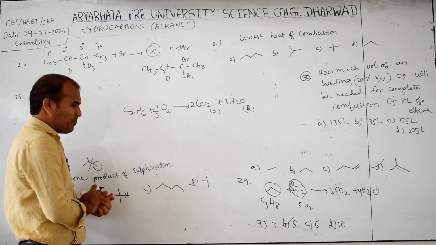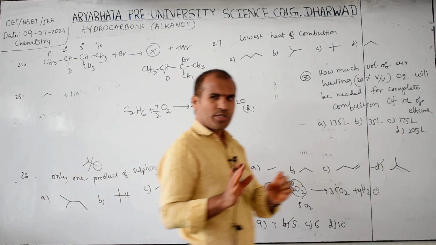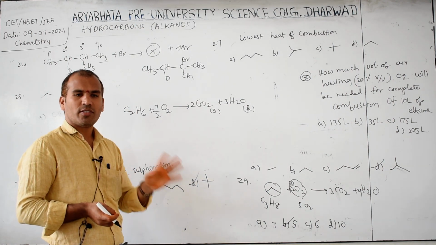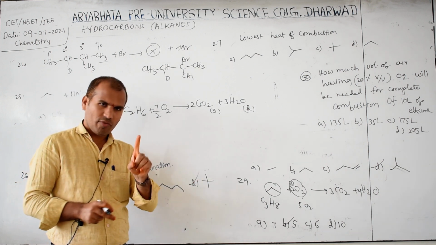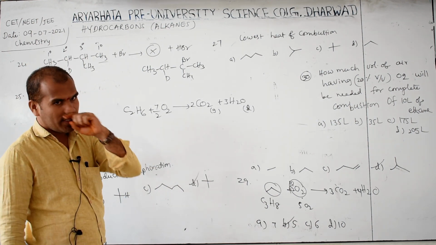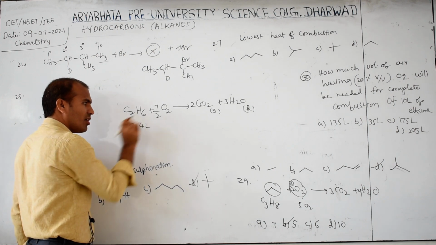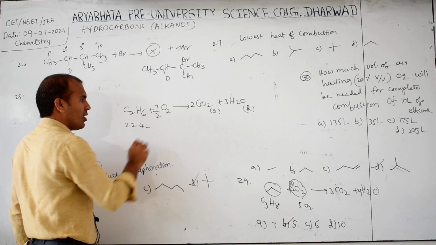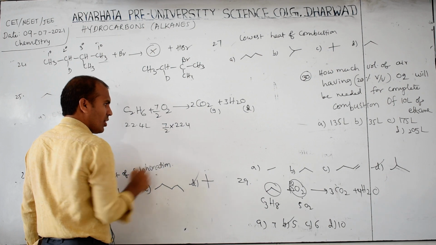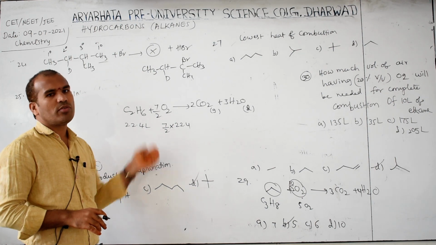So now how many liters do they mention here? 10 liters of ethane they mention. But you know from the first chapter of first year, states of matter, that any gas, if it is 1 mole, occupies how much volume? 22.4 liters at STP. So here 1 mole is 22.4 liters. And this is 7 by 2 moles into 22.4 liters. Got the point? 1 mole means 22.4. 7 by 2 means 7 by 2 into 22.4.